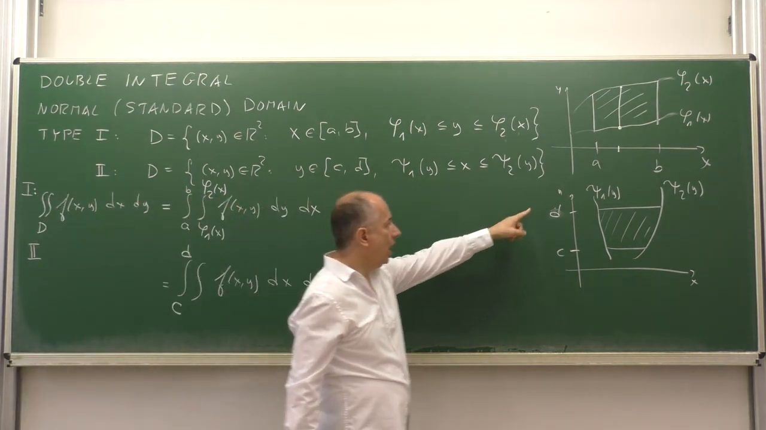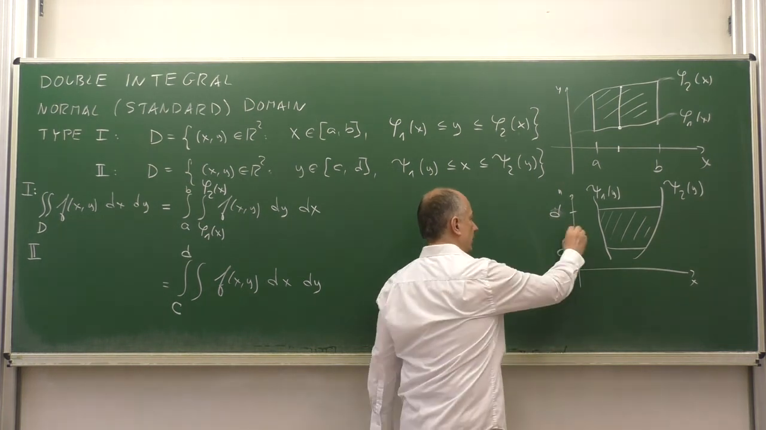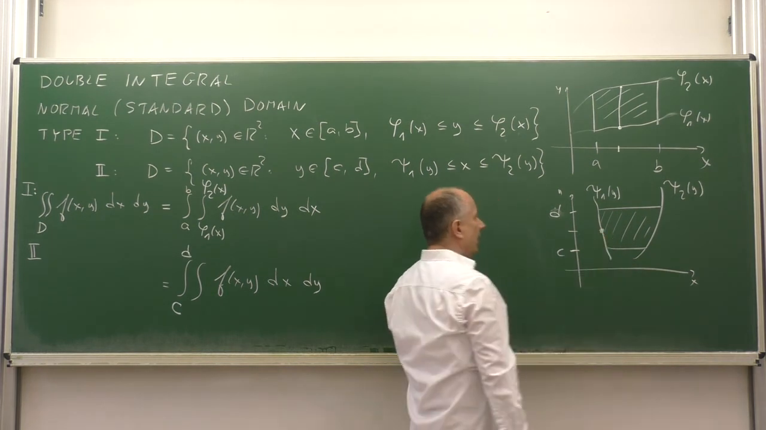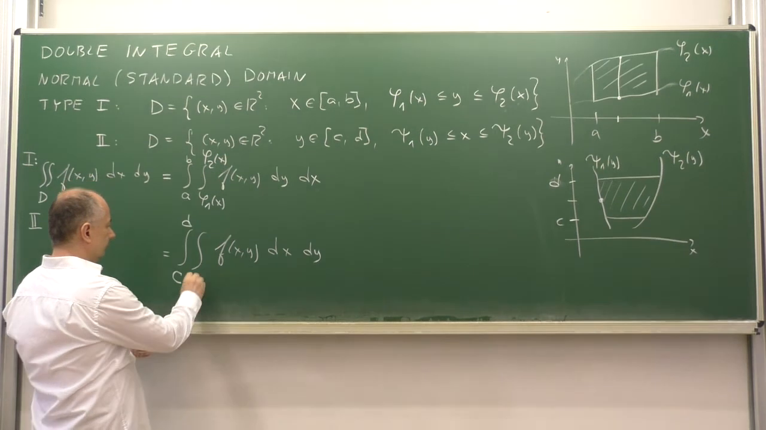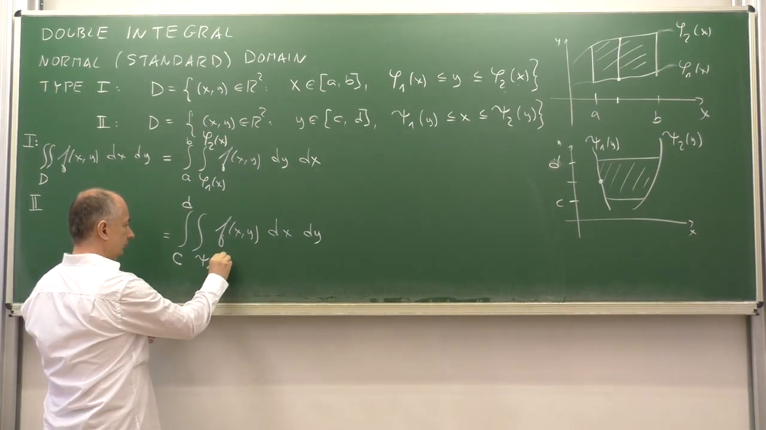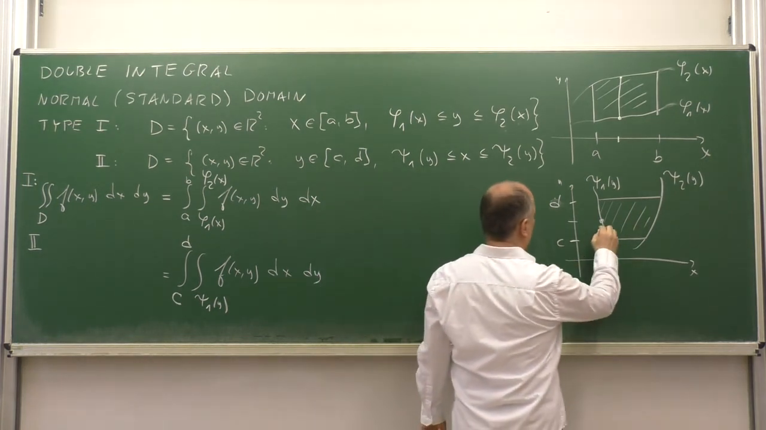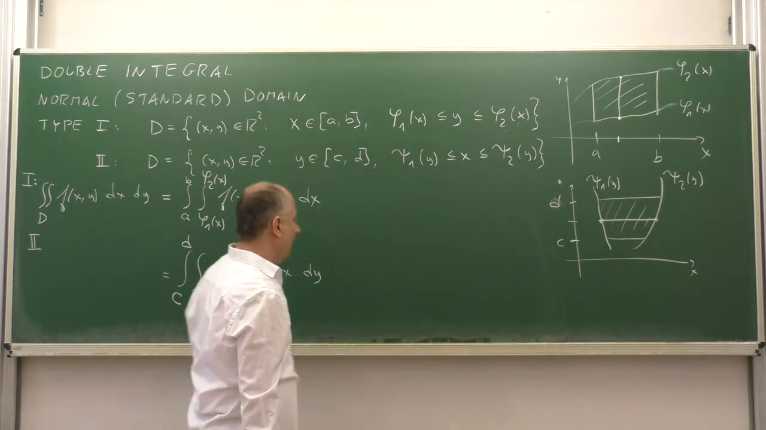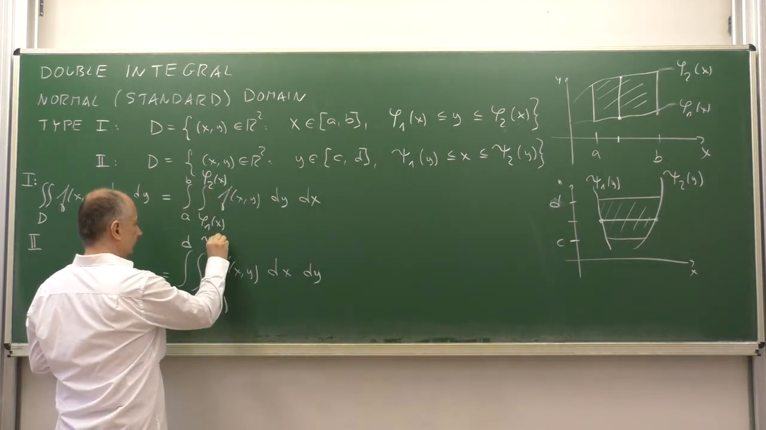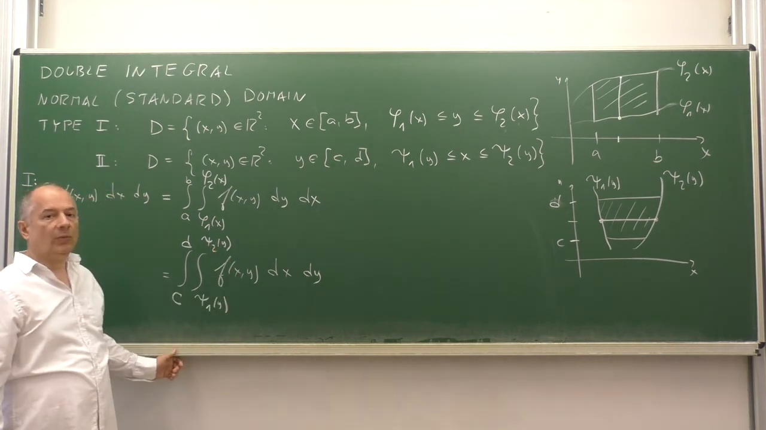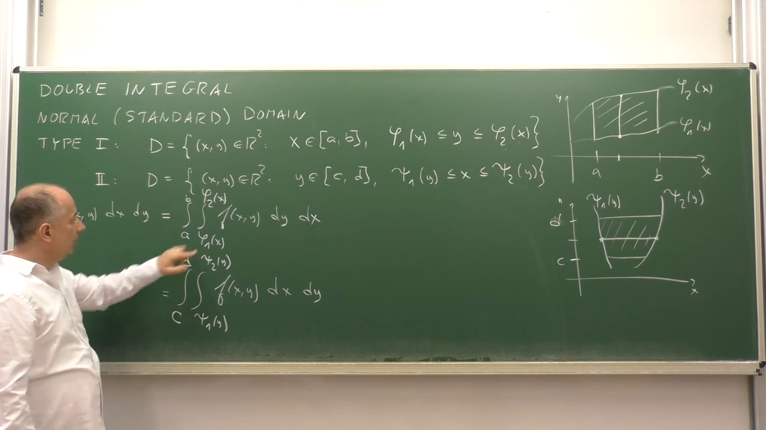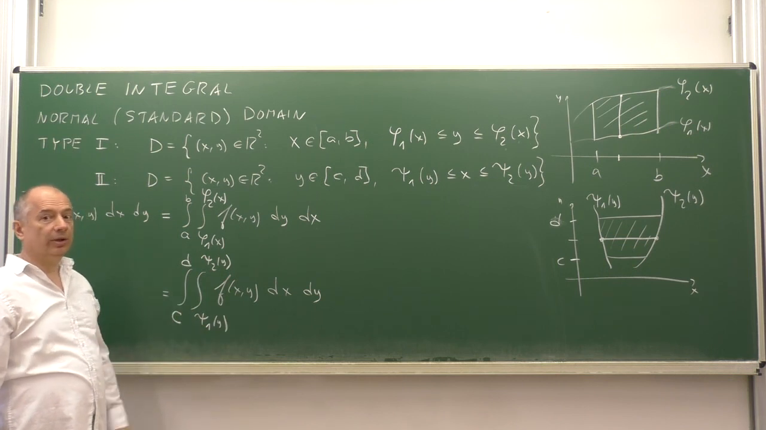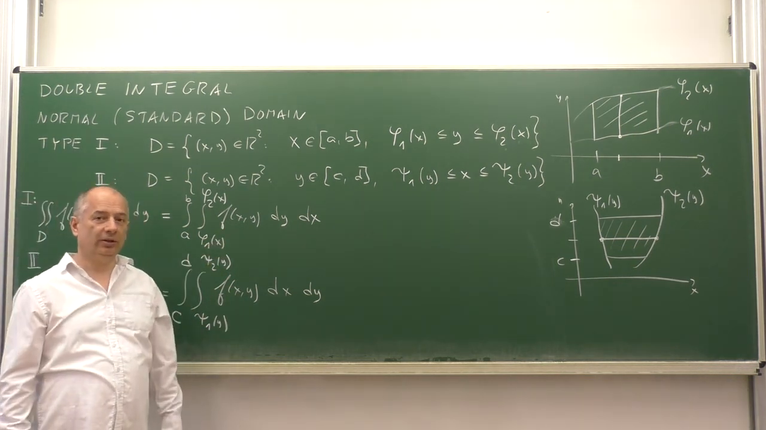and for each y between c and d, say this one, x starts at psi 1 of y and x goes up to psi 2 of y. And in this way, we can transform the double integral into two nested or iterated integrals, and then we can hope to find the antiderivative and to evaluate the integrals.